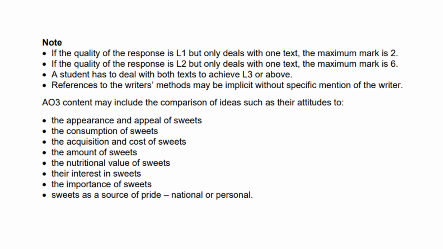Although the comparison of the Jaffa with the dangerous sweets in the answers above is in the mark scheme, you can write about other things as long as you meet the standards. So you can write about the appearance and appeal of the sweets, consumption, acquisition, amount, nutritional value, interest, importance, and as a source of pride as well. So there isn't one right answer.